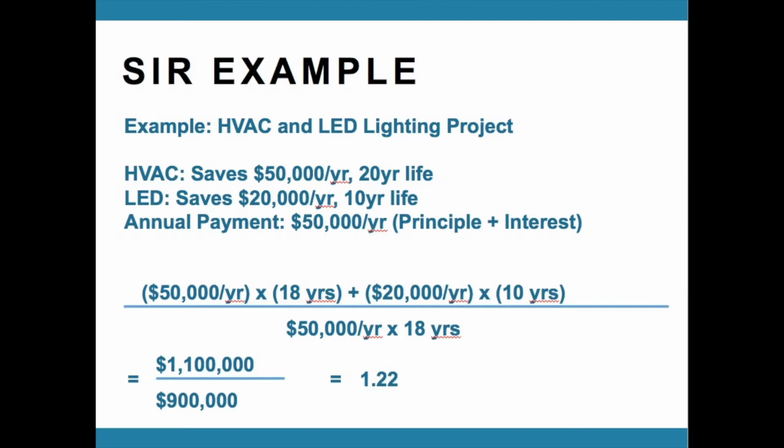And then on the bottom is the cost. The annual payment, $50,000 a year, times the 18 years that the payment will be made. When you do the math, you do the multiplying, the adding, dividing, you end up with $1.1 million on top, and on the bottom of the ratio, $900,000. And that leaves us with an SIR of 1.22, which is greater than the 1 that we're looking for. In effect, this project will save more over its life than it cost.